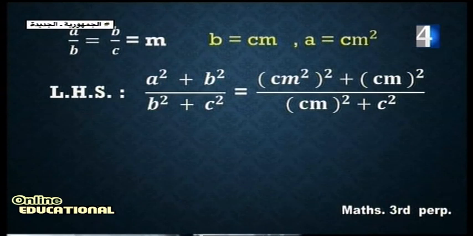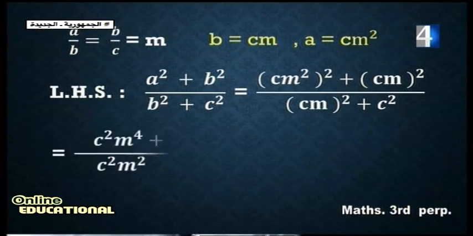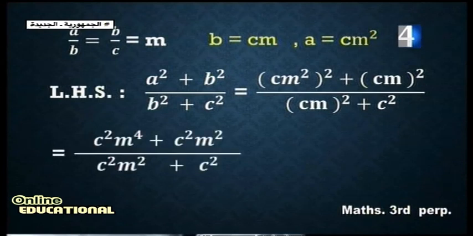All to the power of 2 for which one of them? For both. So it is C to the power of 2, M to the power of 4, plus C to the power of 2, M to the power of 2, over C to the power of 2, M to the power of 2, plus C to the power of 2.